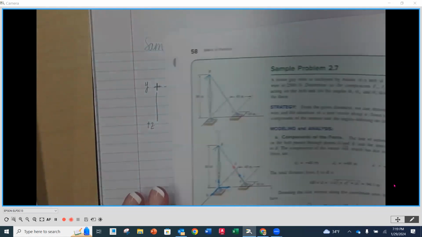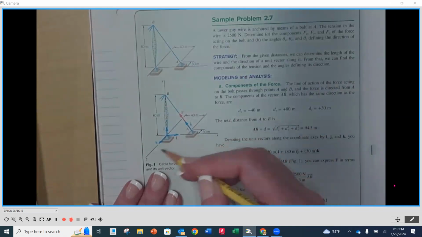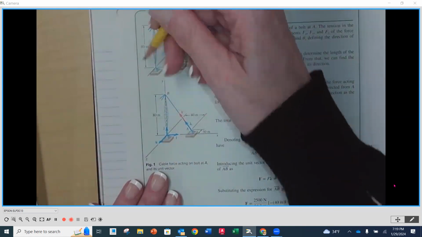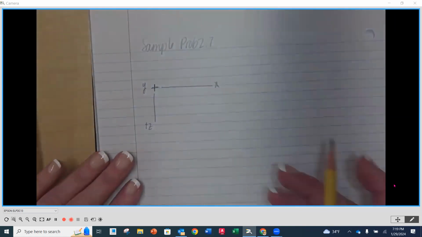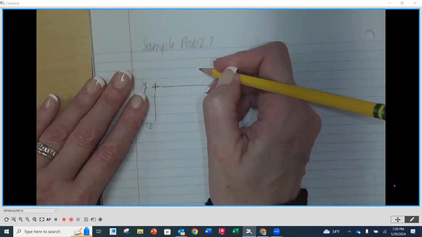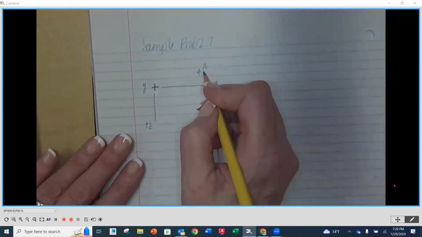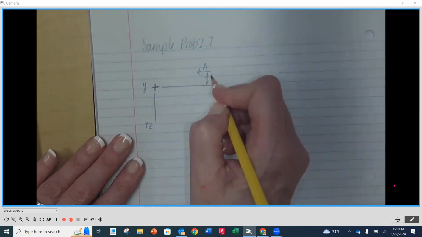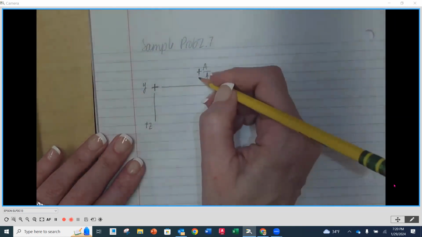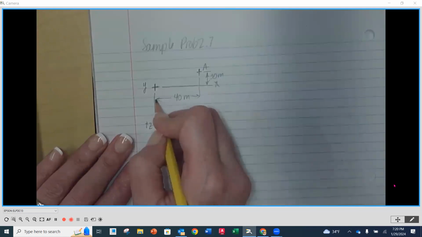If I look here, my Y is going up the tower, my Z is coming forward, and my X is here. I'm looking straight down on that tower. So my A is going to be over 40, but back 30. A is right here. That's going to be point A. Its distance is 30 meters back and 40 meters to the right.